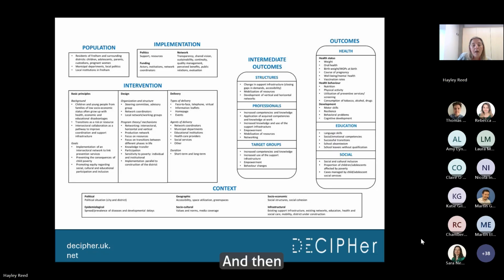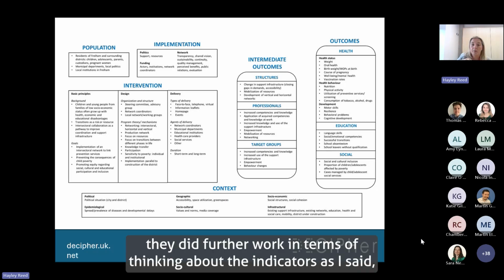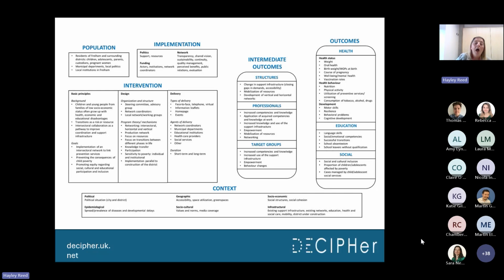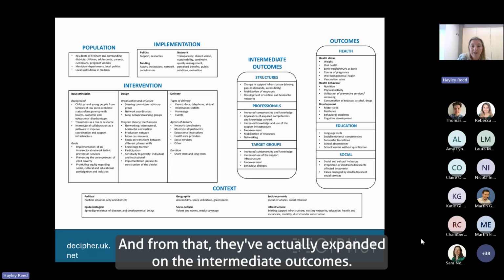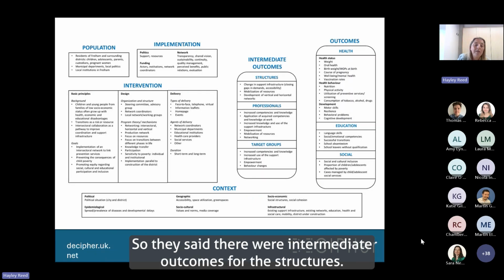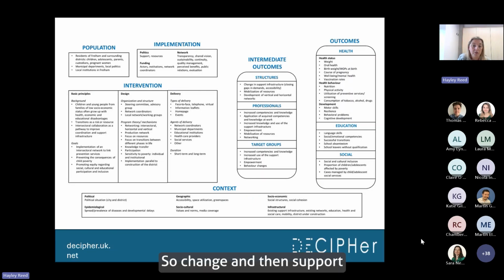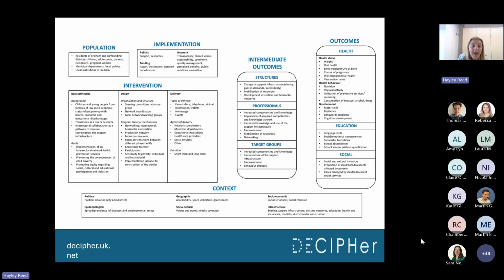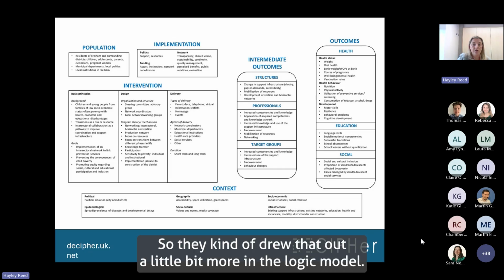And then after that stage, they did further work in terms of thinking about the indicators, as I said, in terms of scoping out what indicators they could focus on. And from that, they've actually expanded on the intermediate outcomes. So they've added 3 sections, whereas previously they had the 1 section. They said they were intermediate outcomes for the structures, so changes in support infrastructure, for the professionals themselves, and for the target groups. So they drew that out a little bit more in the logic model.